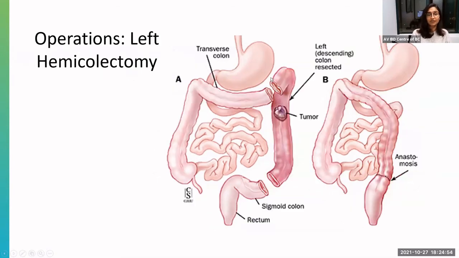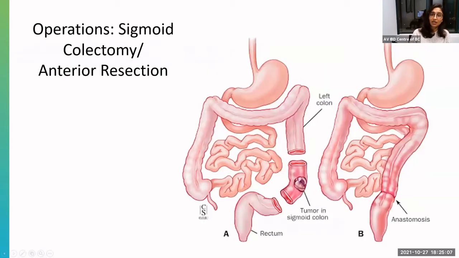We can have a left hemicolectomy where we transect the bowel in the distal transverse colon and the sigmoid colon and reconnect the transverse colon to the sigmoid. They can have a sigmoid colectomy or an anterior resection where the disease is limited only to the sigmoid colon. And so we remove just the sigmoid and connect the colon to the top of the rectum.